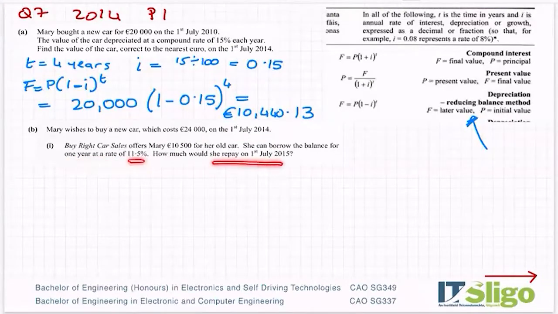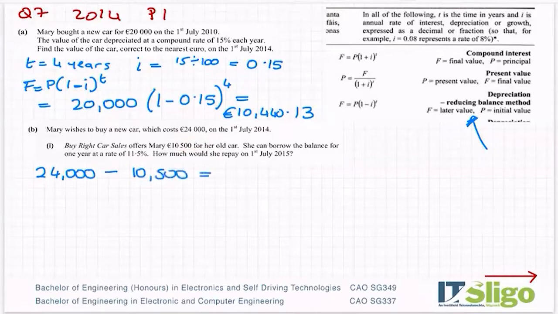How much would she repay on the 1st of July 2015? So the easiest way to do these questions is to try and put yourself in Mary's shoes. So pretend you're buying your first car. Okay, it's 24,000. You are selling a car for 10,500. So the first thing is to figure out how much more money you need for that car.